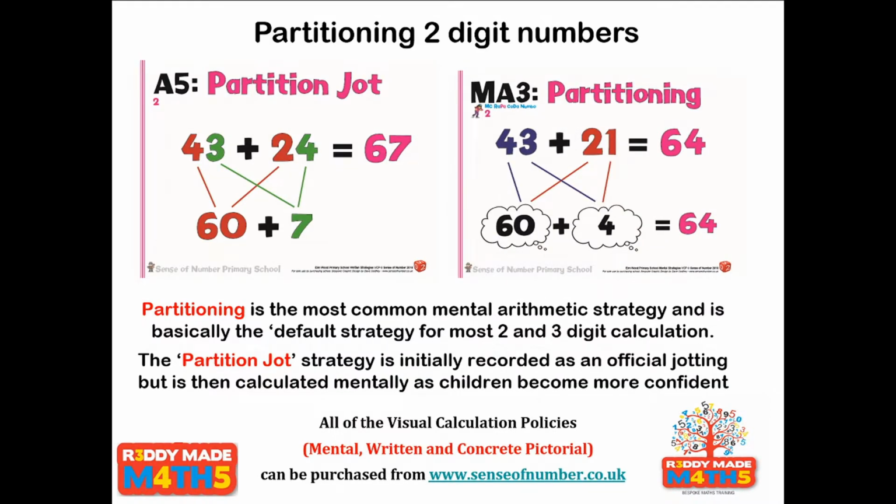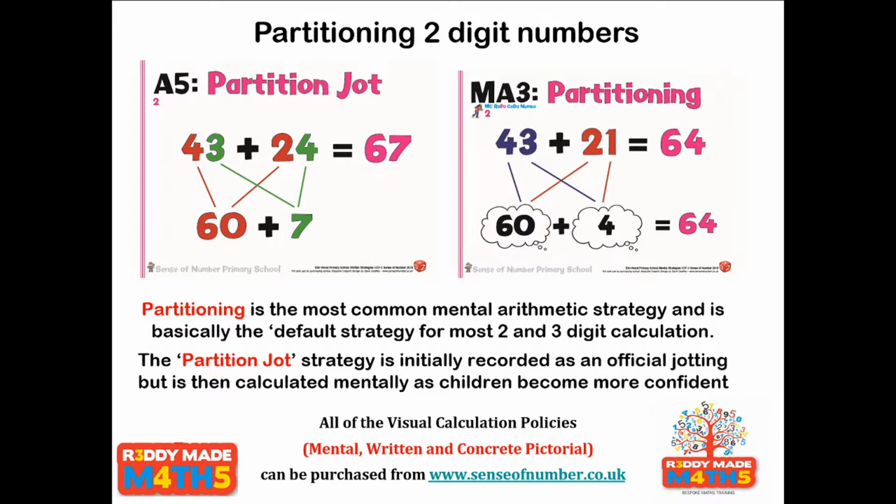As soon as children have got that idea, they understand what partitioning is, and we want to then develop it into mental mathematics, that's when the partition jot comes in. As you can see there, it does initially start as an actual written jotting, so the children will write the calculation, 43 add 24, they will put the arrows to the appropriate place, they will do 40 and 20 is 60 and 3 and 1 is 4, they'll write all of that down and get the total 64.